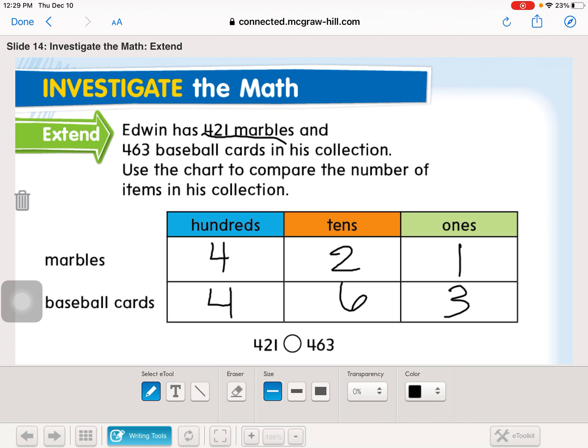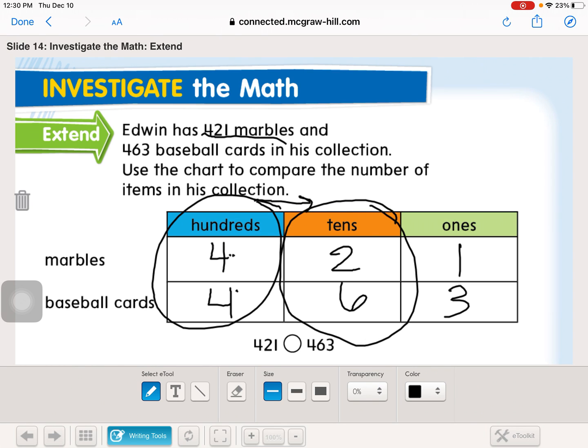So normally in math, we start in the ones place, especially if we're adding or subtracting. But when we're comparing numbers, we always want to start in the biggest place value. In this case, it's the hundreds. So let's look at our hundreds first. They're both 4. So do we know which one's bigger yet? No, we do not. So then we're going to go to the next biggest place value, which is our tens. Marbles has 2 tens, baseball cards has 6 tens. So already we can tell that this baseball card number is going to be bigger than the marble number because 6 tens is bigger than 2 tens.